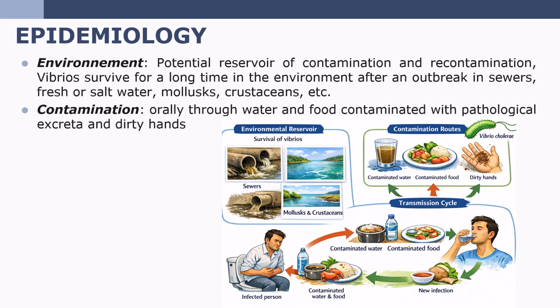The environment is a potential reservoir for contamination and recontamination. Vibrios can survive for long periods in the natural environment, particularly after an epidemic, and can be found in sewers, fresh or salt water, and certain shellfish and crustaceans. Human contamination occurs mainly through oral ingestion of water and food contaminated by pathological excreta or poorly washed hands, which is the main mechanism of cholera transmission.